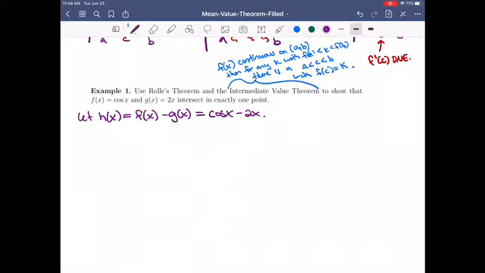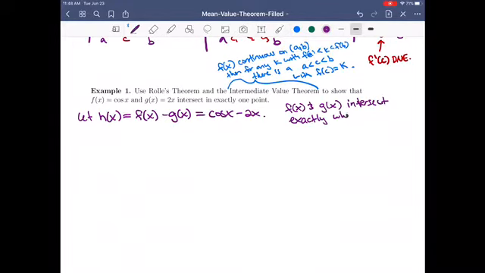Okay, so then f and g intersect exactly when h of x is equal to 0, because that means that f of x equals g of x. So we're going to use the intermediate value theorem to show that there is at least one place where that happens.